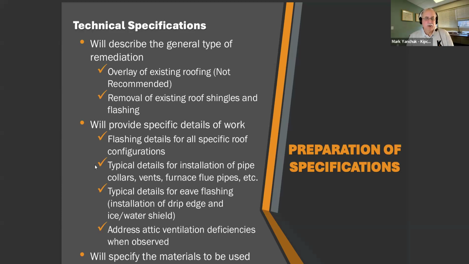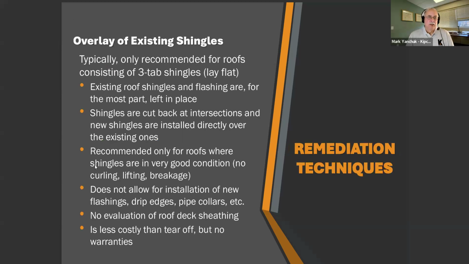The roof specification will also specify all the materials to be used. This is important in order to get apples to apples bids from contractors. Like I said, an overlay of an existing roof is not recommended. Typically, you can only do this on 3-tab shingles because they lay flat. You cannot really do this on laminated shingles because of their irregularities. You can imagine, if you have all these irregularities on your roof, going over it with more of the same, you're just presenting problems with surfaces that are irregular.